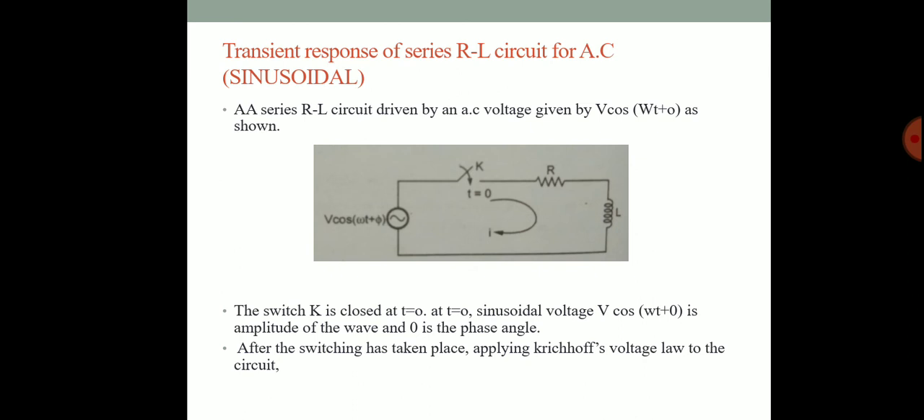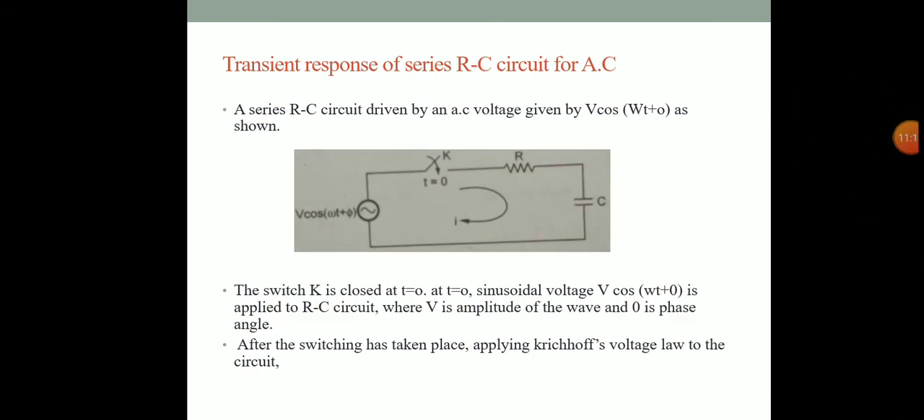Now the particular solution can be obtained by using the method of undetermined coefficients. To find the value of the arbitrary constant K1, we have to use the initial conditions. Since the inductor does not allow sudden changes in the current at t is equal to 0, now i is equal to 0. Substituting this value, we get the complete solution for the current in the circuit.